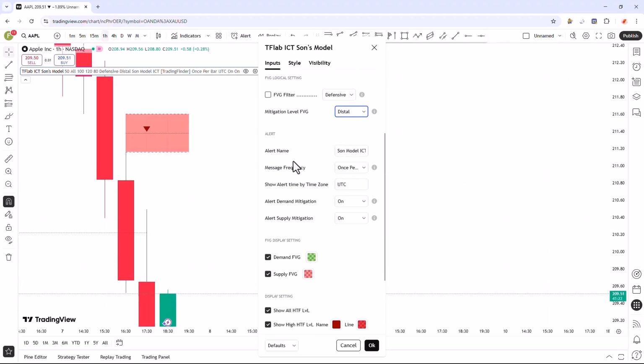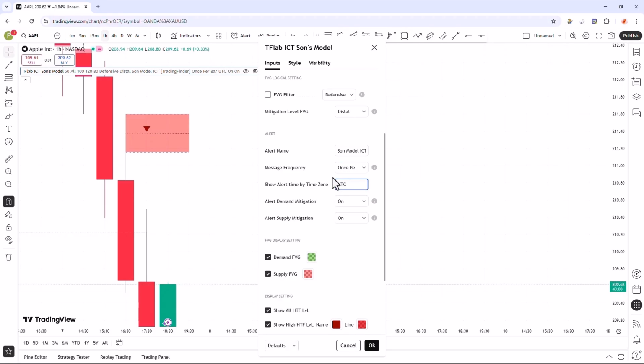In the next section, there are options for alert settings, where in the first option, we can choose a name for the alert. In the second option, we can select a message frequency, which has 3 modes: all, once per bar, and per bar close. By selecting the all option, it will send us an alert in all situations. By selecting the once per bar option, the alert will be sent while the candle is still open and has not closed yet. And by selecting the third option, the alert will be triggered for us when the candle closes.